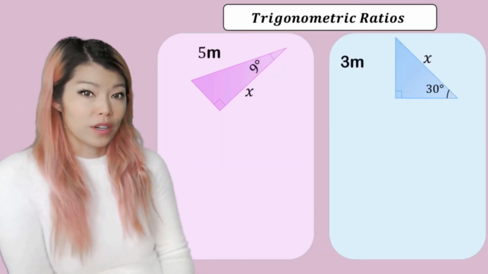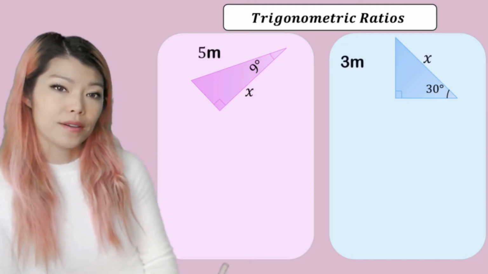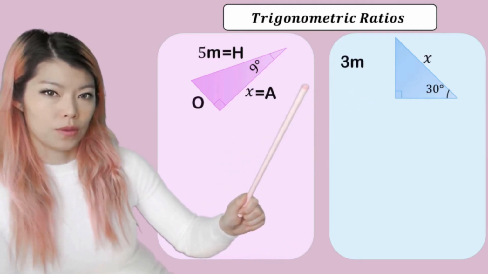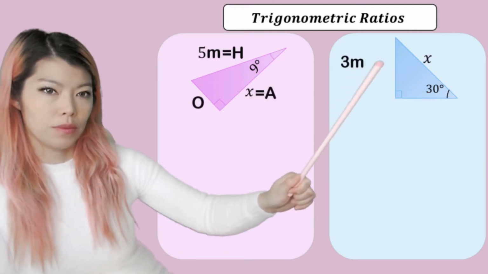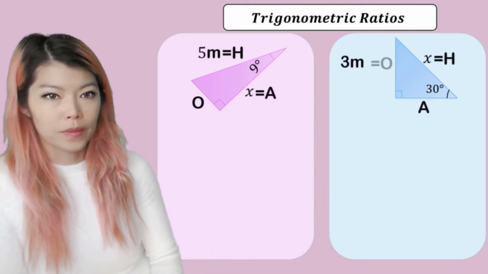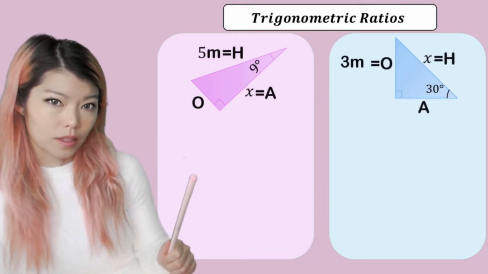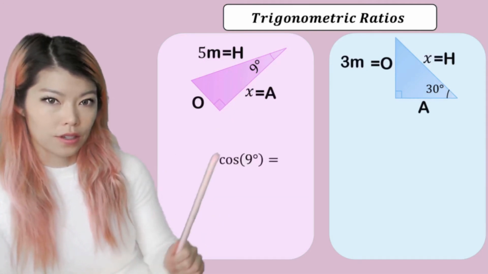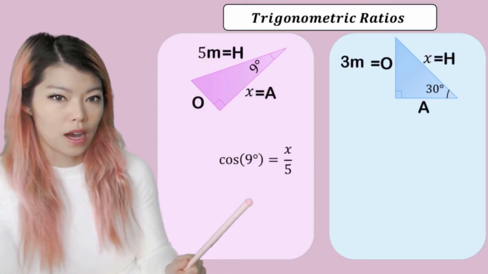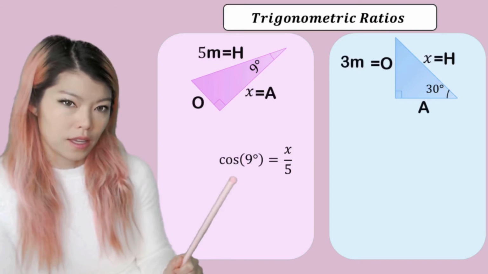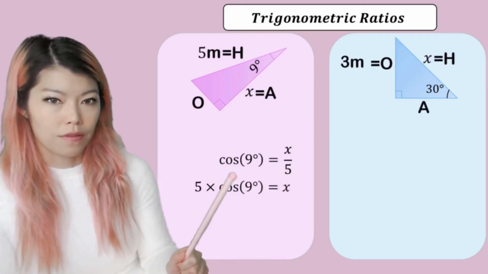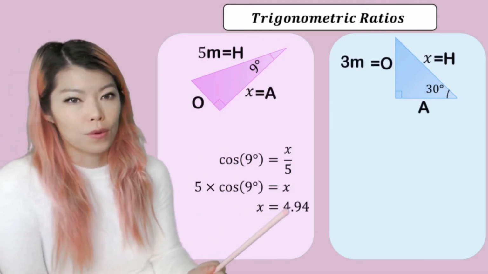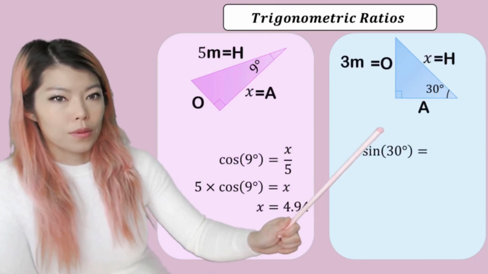Let me put the two examples right next to each other so we can compare our working out. Here we have adjacent and a hypotenuse. And on the other side we have an opposite, and over here we have opposite, hypotenuse and adjacent over there. Now with adjacent and hypotenuse we are working with cos. So cos 90 degrees is equal to adjacent over hypotenuse, so x over 5. Here we have to bring the 5 over, and we have 5 times all of that to get us x as 4.94.